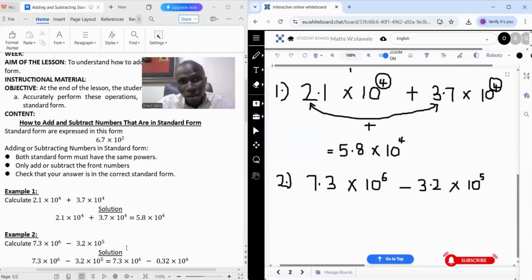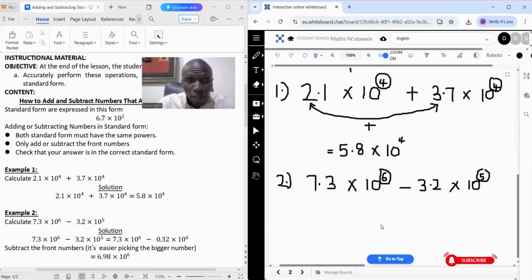Now, if we look at the powers in the standard forms, they are not the same. The first power here is 6, while the second power here is 5. So what we're going to do here is to make sure that they both have the same powers. And it's always easier to pick the bigger number that we have in the power.